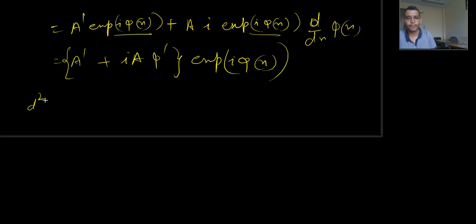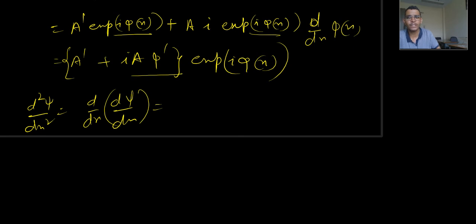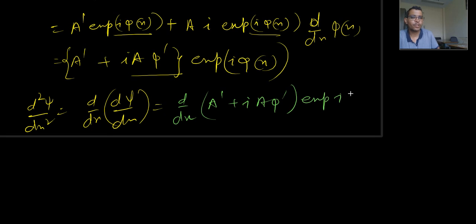Now let us take its second order derivative. Now d square psi over dx square can be written as d/dx of d psi over dx, and the value of d psi over dx is this one. So I can write it as d/dx of (a prime plus iota a phi prime) exponential of iota phi x. We have to take its derivative now, right? So what should I do? Let me take its derivative.